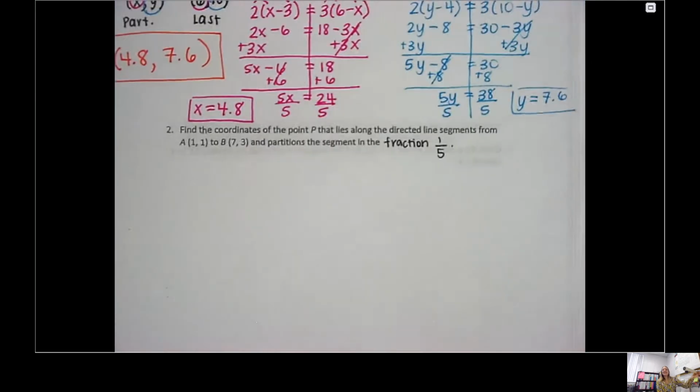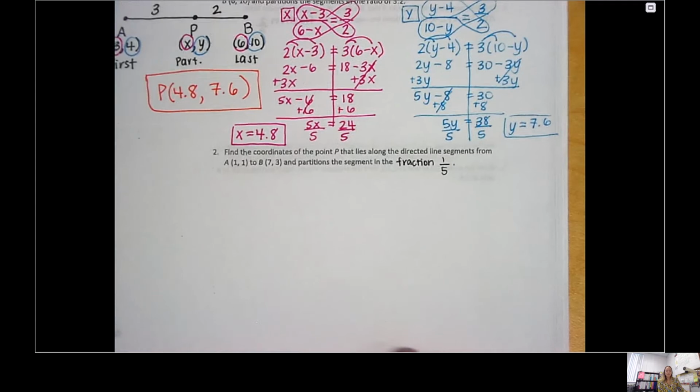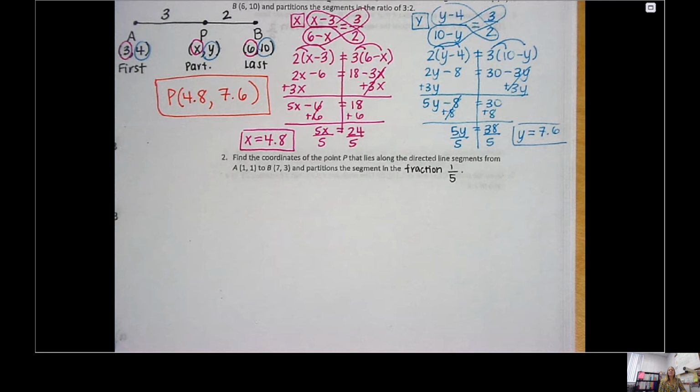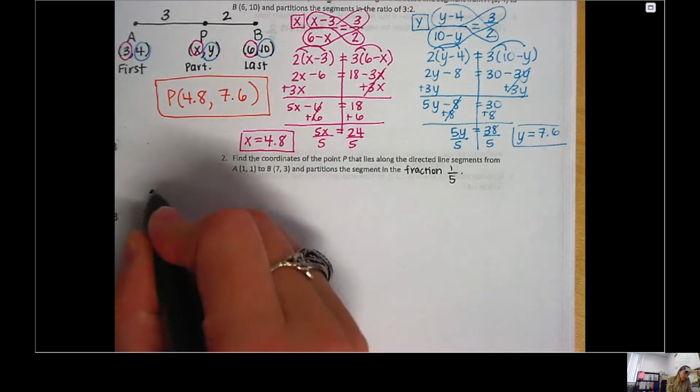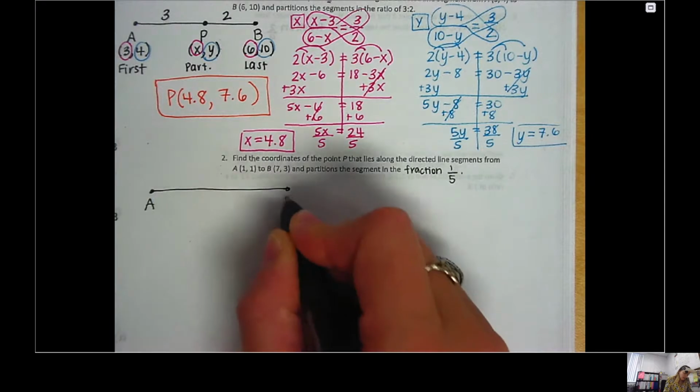All right, let us now go to the next one, number 2. I'll leave that up so you guys can still see it. Number 2 says, find the coordinates of the point P that lies along the directed line segment from A to B and partitions the segment in the fraction 1/5. Let's draw the picture. Which point comes first? It would be A, and which one is your last point? It would be B. Good, so let's draw it. A, B.